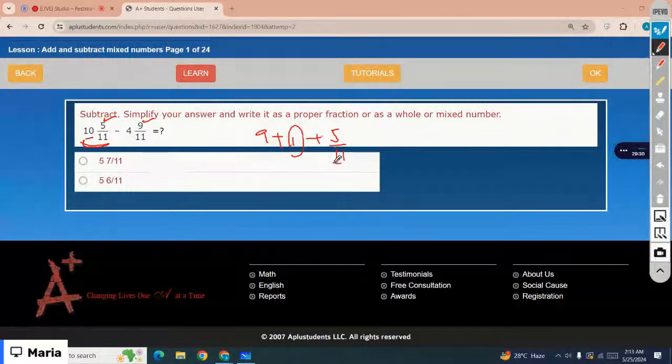Write this one as 11 over 11 because 11 over 11 equals 1, right? So if you write 1 or write 11 over 11, that is exactly the same. So that is 9 whole 16 over 11. You need to add 11 plus 5, that is 16. You can now subtract: 9 minus 4 is 5, and 16 minus 9 is 7. So 5 whole 7 over 11 is the correct option. The correct option is option number 1, that is 5 whole 7 over 11. Got it?